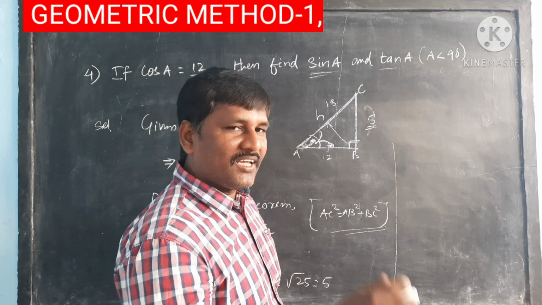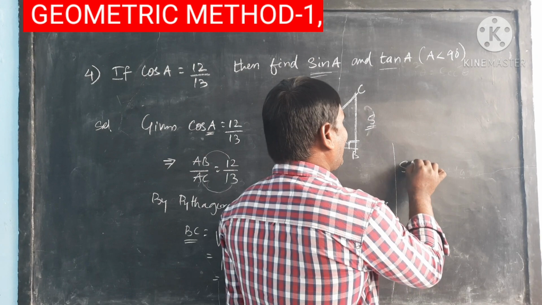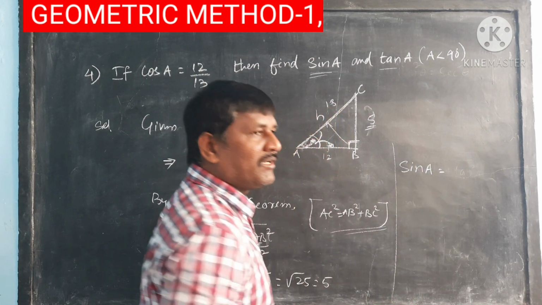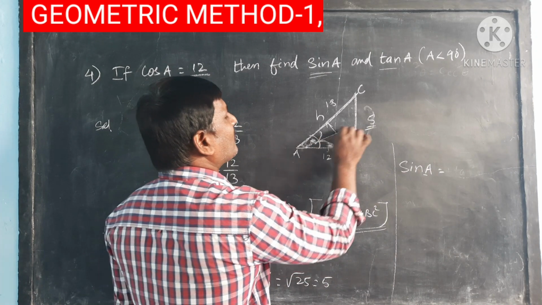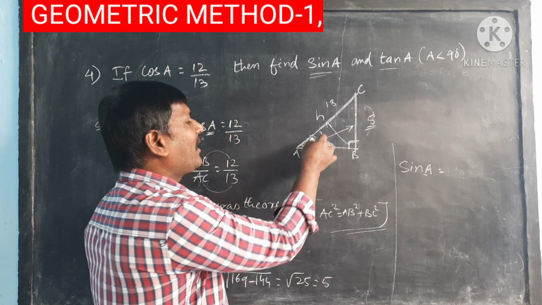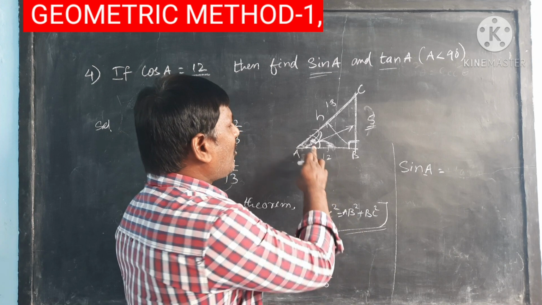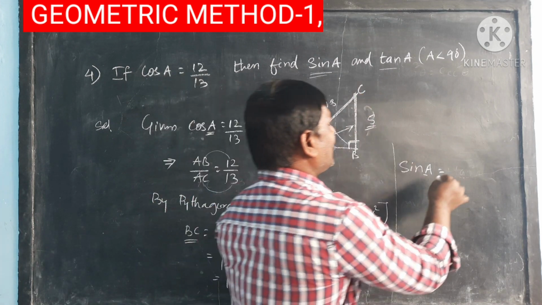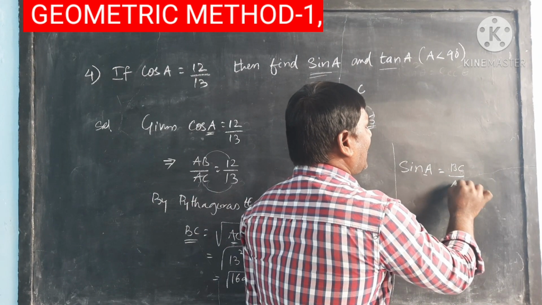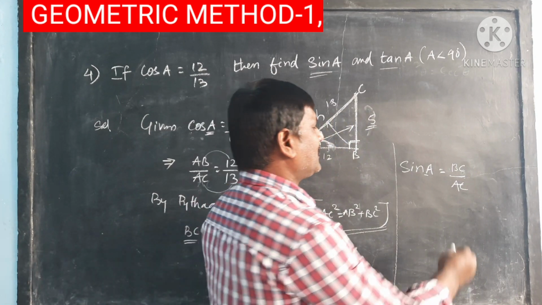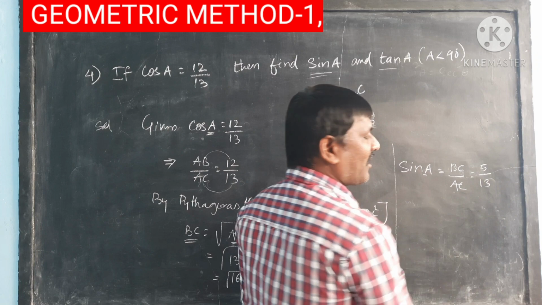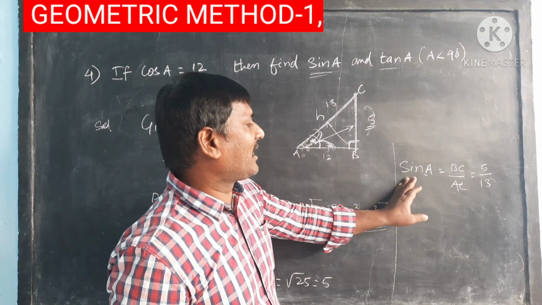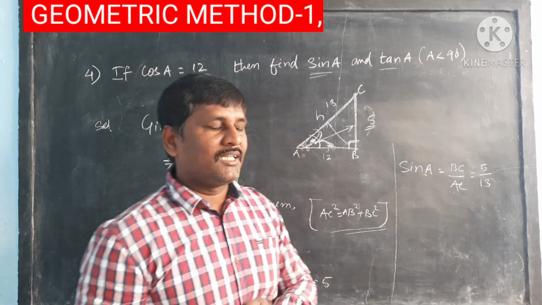Now we can find them very easily. Let us see sin A. We know that sin of angle A is equal to the side opposite to angle A by the hypotenuse. What is the opposite side to angle A? That is BC, and the hypotenuse is AC. Now substitute the values of BC and AC. BC is 5 and AC is 13. This is the value of sin A, which is equal to 5 by 13.